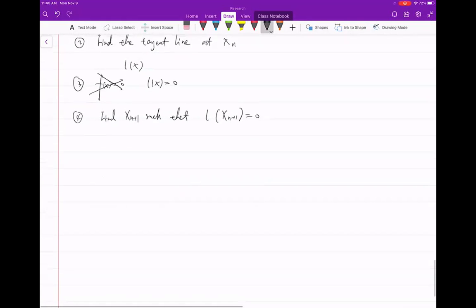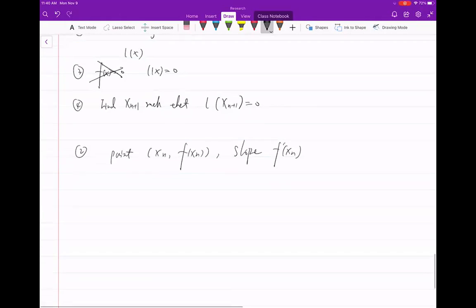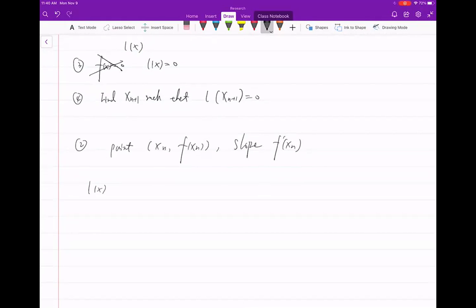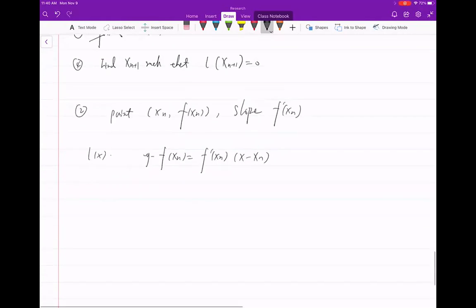Okay, how do you do it? Well, first, you have xn. You find the tangent line at xn. Well, that's pretty easy. You need a point. You need a slope. Then L(x) is just y minus... That's the tangent line.